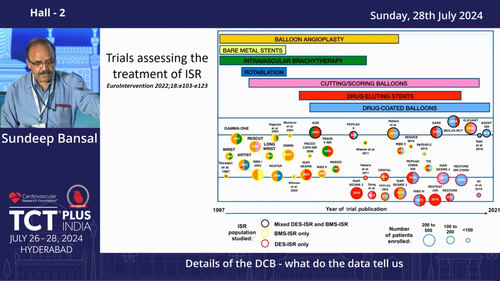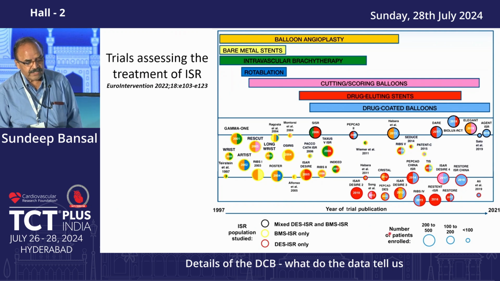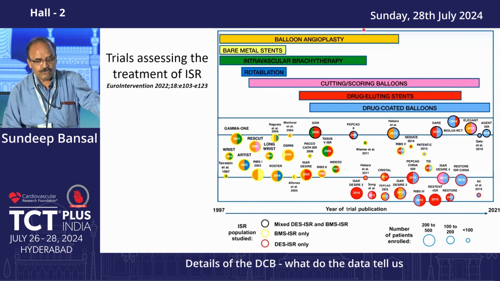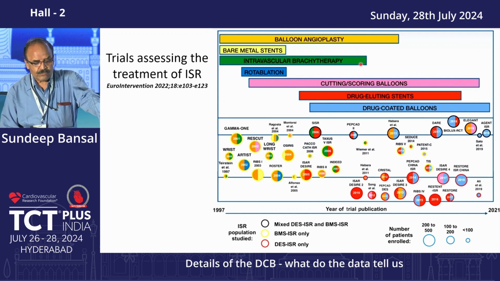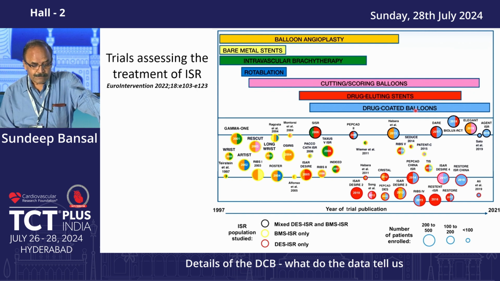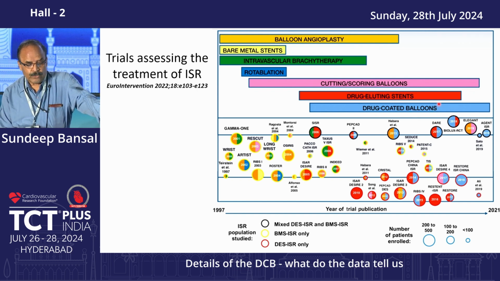When we look at the trials, this actually talks of the different trials on ISR. So we have the options of balloon angioplasty alone, bare metal stents, brachytherapy, rotablation or cutting or scoring balloons, drug-eluting stents, and drug-coated balloons. The blue trials are the drug-coated balloons. And what we see is that it is around the year 2010 that the trials with the drug-coated balloons started.